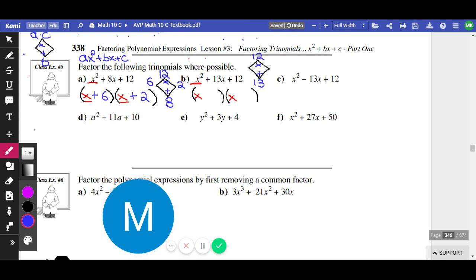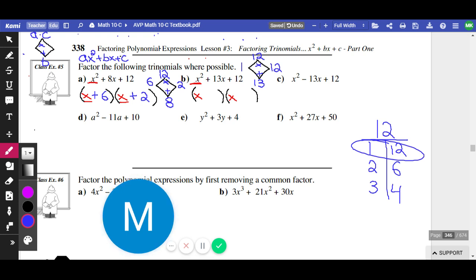If you're ever stuck and you can't think of it, focus on the multiplication. There's a very limited number of things that can multiply to be 12: 1 and 12, 2 and 6, 3 and 4. Those are the only things that multiply to be 12. So those are my only options for the sides of my diamond. Now you need to ask yourself, which one of these pairs adds to be 13? 1 and 12. If you're ever stuck, make that chart to help.